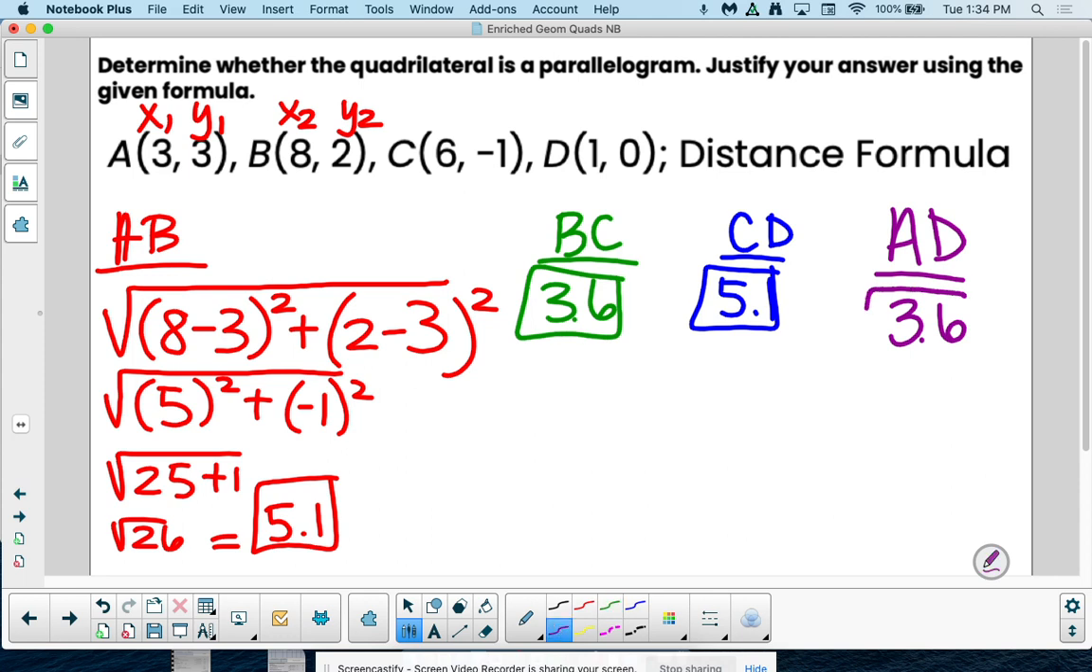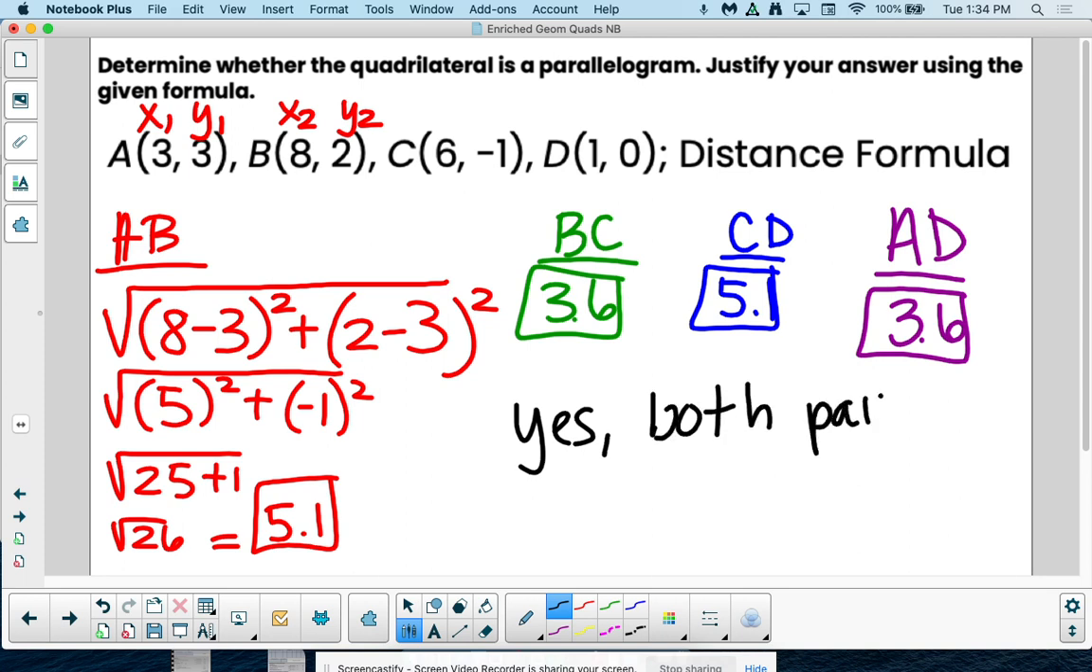a parallelogram? Yes. Why? Because opposite sides are equal. Both pairs of opposite sides are congruent. Good job, guys. That was good. Opposite sides. Folks, I'm sorry for saying.